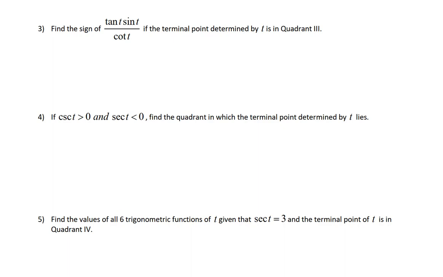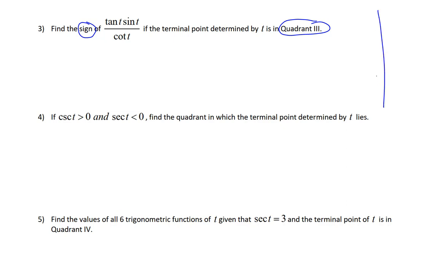Okay, so notice what's going on here. We're trying to find the sine, S-I-G-N, of this expression. So S-I-G-N, that sign means positive or negative, right? Not sine as in S-I-N, the trig function. So that means we have to understand what quadrant 3 means for all these values.